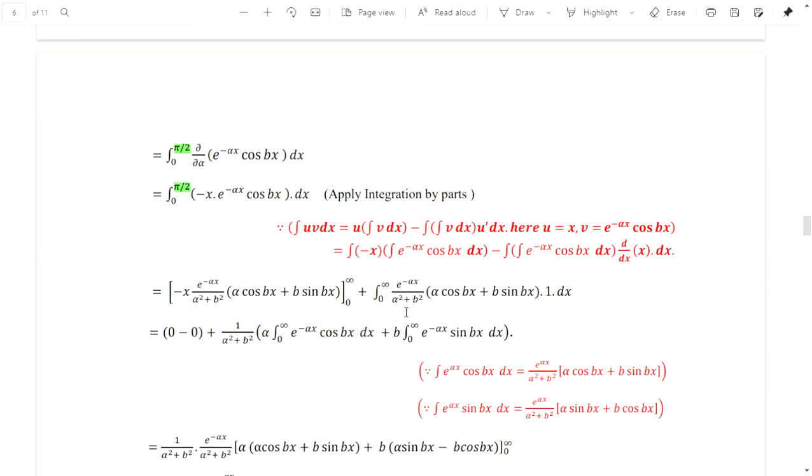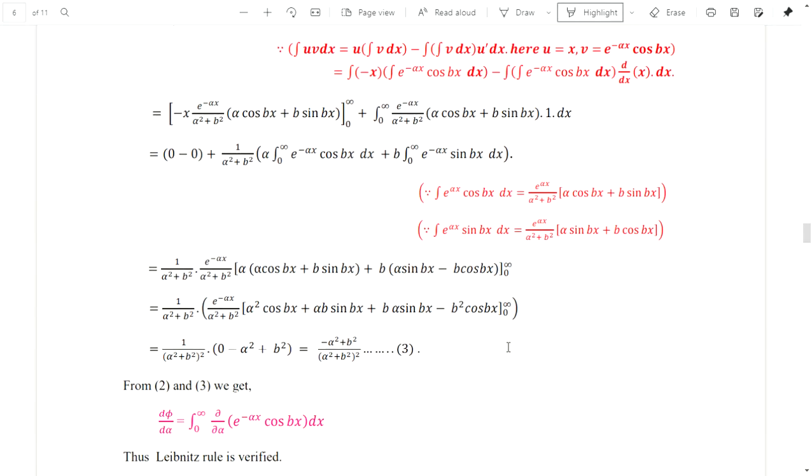Plus, here 1 divided by alpha squared plus b squared is a constant because we have to do the integration with respect to x. So 1 by alpha squared plus b squared, bring it out, into the integral from 0 to infinity of e to the power minus alpha x, written separately for each term. Alpha is there, so alpha as it is into the integral from 0 to infinity of e to the power minus alpha x into cos bx into dx, plus b into the integral from 0 to infinity of e to the power minus alpha x into sin bx into dx.